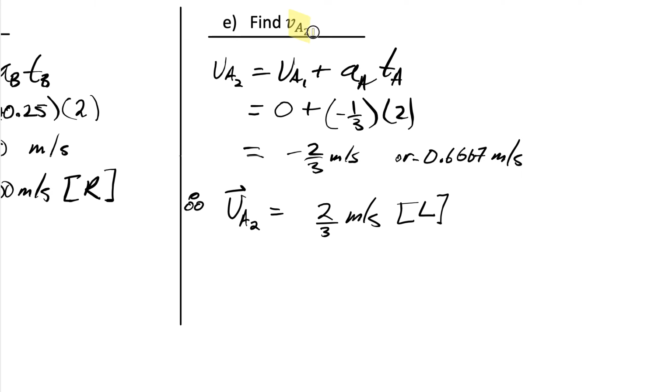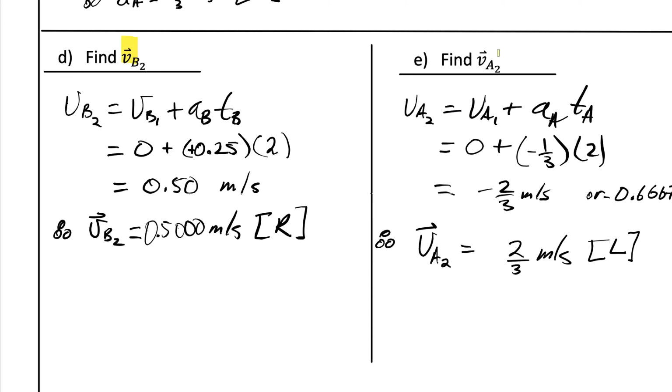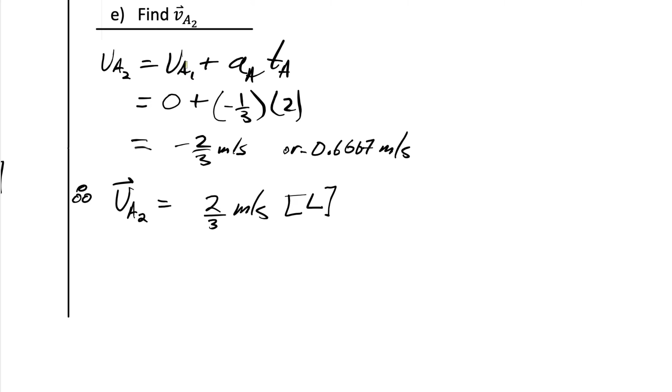And finally, finding VA2. And I noticed I forgot to put my harpoons up there, so just fix that. So substituting that in, we know that Amy also starts from rest. Her acceleration is negative because it is to the left, 1/3, and the time is 2 seconds. So we get negative 2/3 meters per second, or negative 0.6667 meters per second. But since we have a nice fraction here, we can express our final velocity, VA2, as 2/3 meters per second to the left.